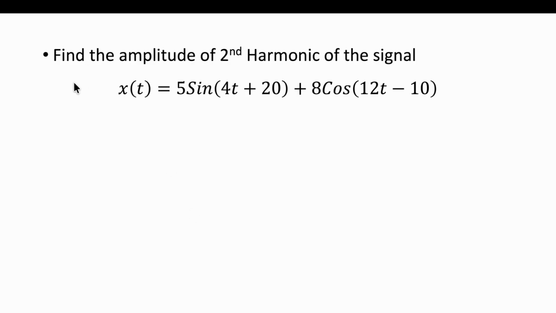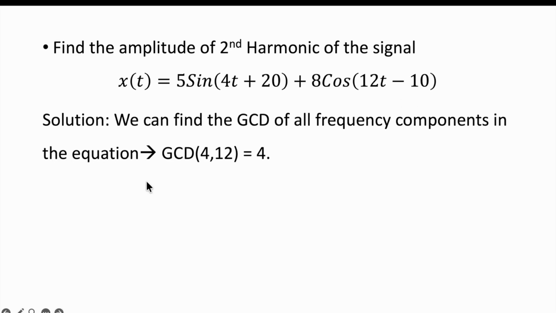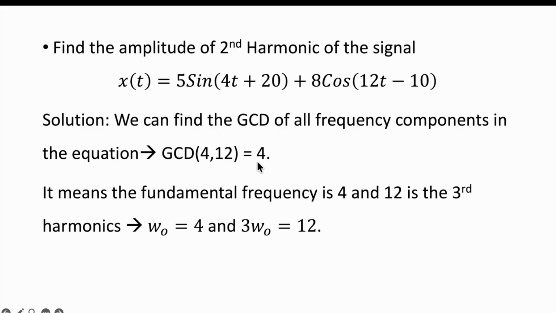Next question: you need to find the amplitude of the second harmonic of the signal, and the signal is given: x of t is equal to 5 sine(4t plus 20) plus 8 cos(12t minus 10). For the solution, we will do the same thing and calculate the GCD of all frequency components. In this signal the frequency components are 4t and 12t. The GCD of 4 and 12 is equal to 4, so the fundamental frequency is 4.